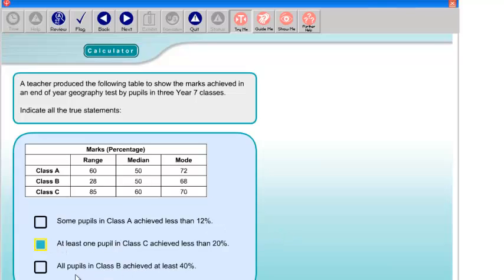So statement 3, all pupils in class B achieved at least 40%. So we're looking at B. So once again, it's the same logic as statement number 1. We're looking at the mode. So the mode this time was 68%. So if we subtract from that the range, we're left with 40%. So applying the same logic that we did in statement 1, the lowest mark in class B can't be less than the difference of 40%. So that one's also true.